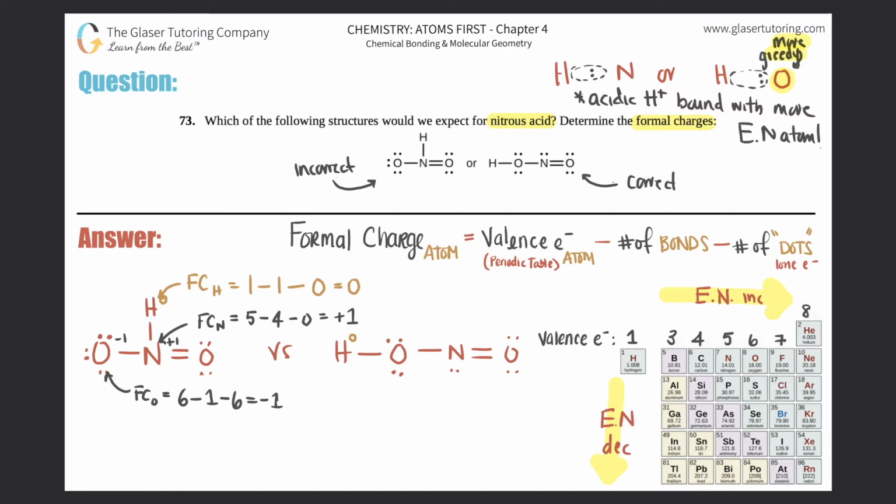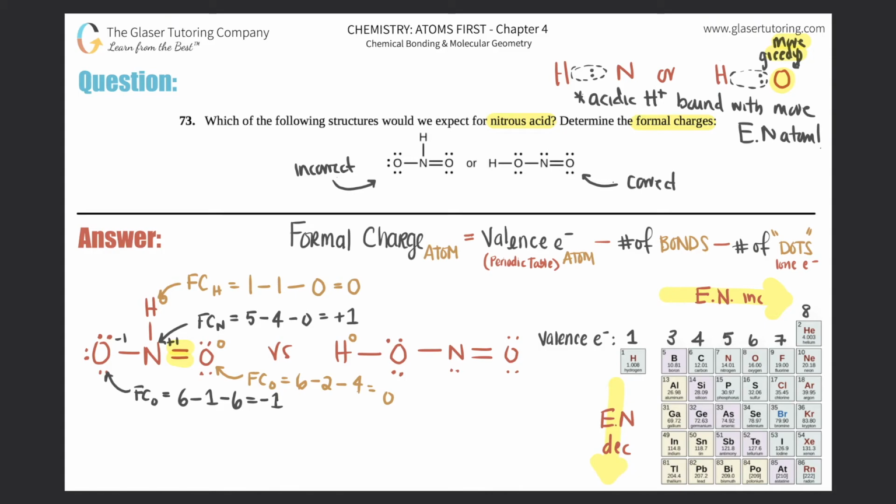And now let's do this oxygen right here. Formal charge of this oxygen is 6, because that was the valence electrons for all oxygens. Minus number of bonds, 1, 2. Minus number of dots, 1, 2, 3, 4. And if we do the math, that is a 0. So that oxygen is neutral.